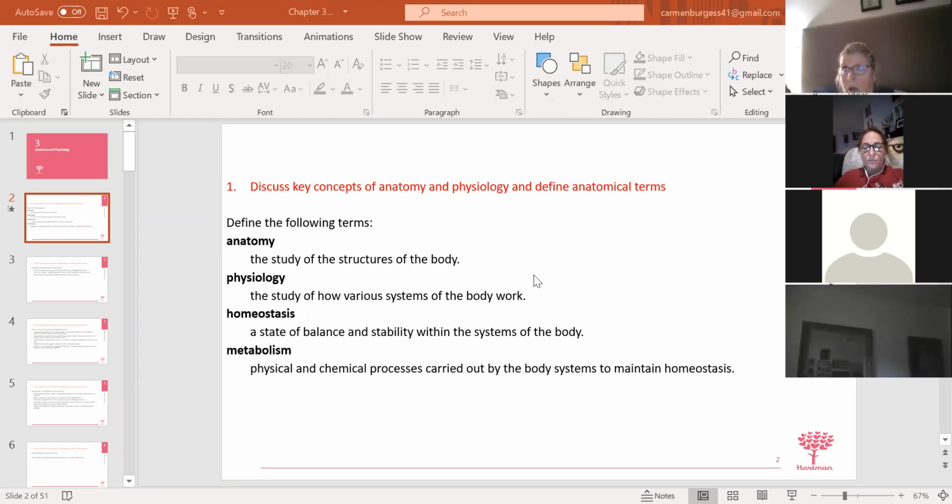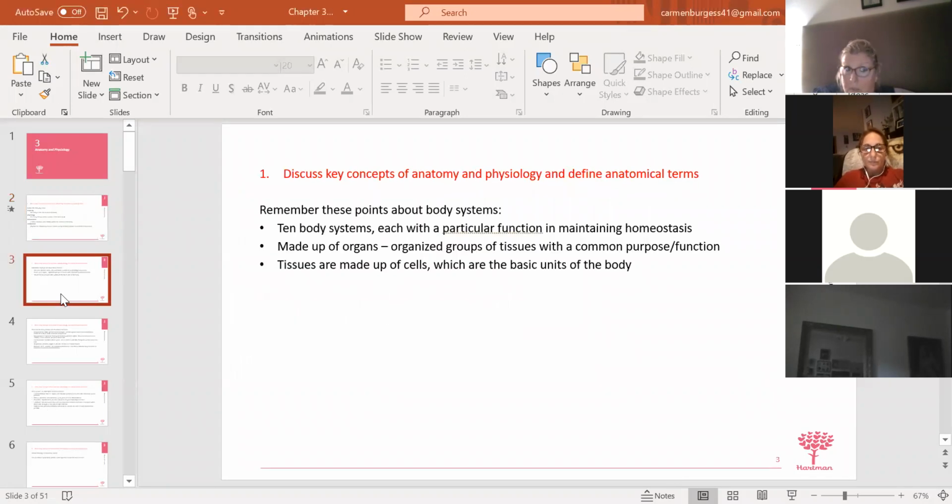Metabolism, what you need to know for this is exactly what it says. It's a physical and chemical process to maintain homeostasis. That's what your metabolism is. It's basically the body systems all physically and chemically working together to maintain homeostasis. All right, anybody got questions on those? No. Okay. Just remember those points. I don't think there's a lot to that. As long as y'all know those, you're good.